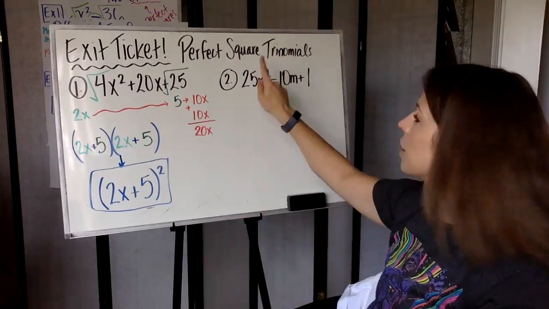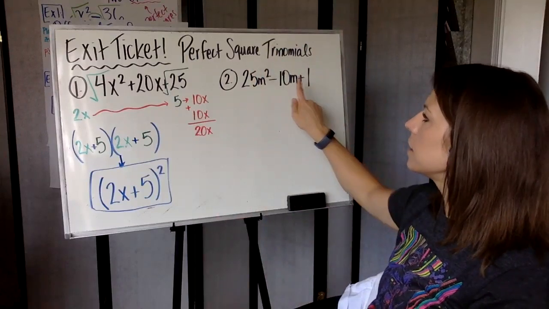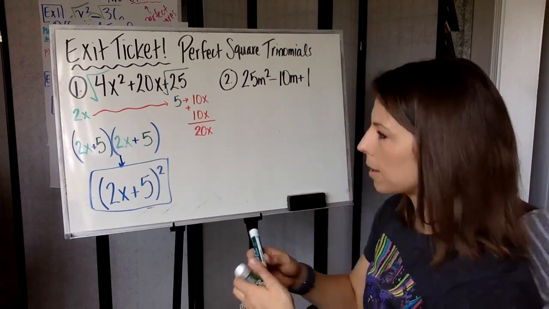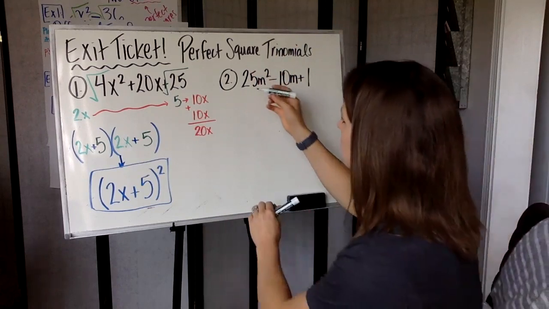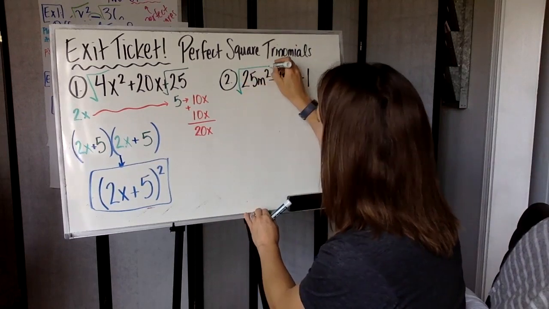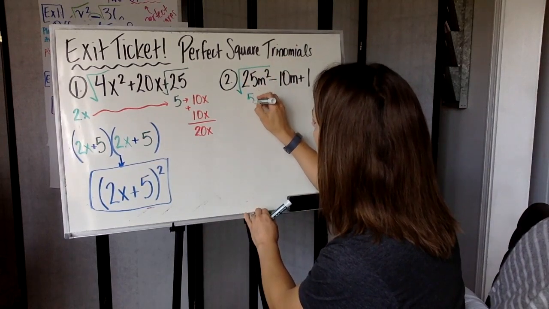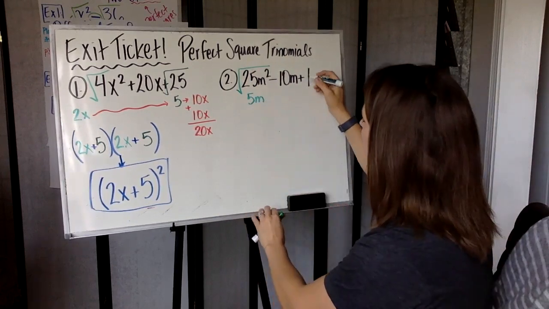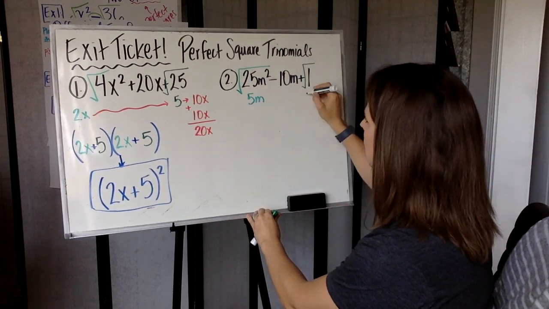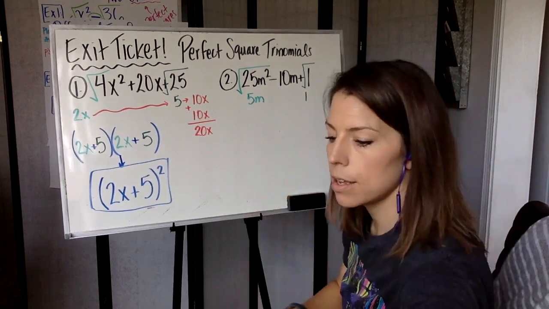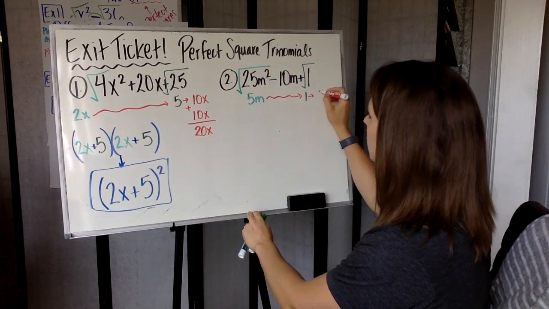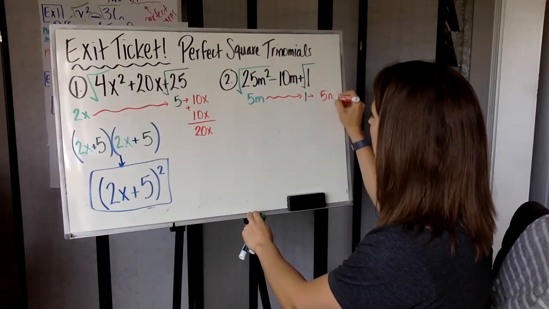It is a trinomial. Both of these are perfect squares. Let's check the middle term. You can't really check the middle term by looking at it. You got to do some work. All right, take the square root of the first term. What's the square root of 25m squared? That would be 5m. Okay. What's the square root of 1? Don't forget, 1 is a perfect square. The square root of 1 is 1. So let's multiply these together. What's 5m times 1? That would be 5m.